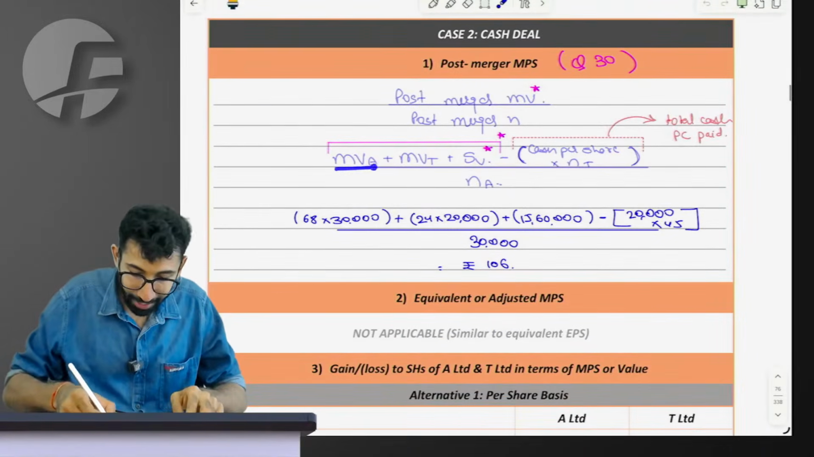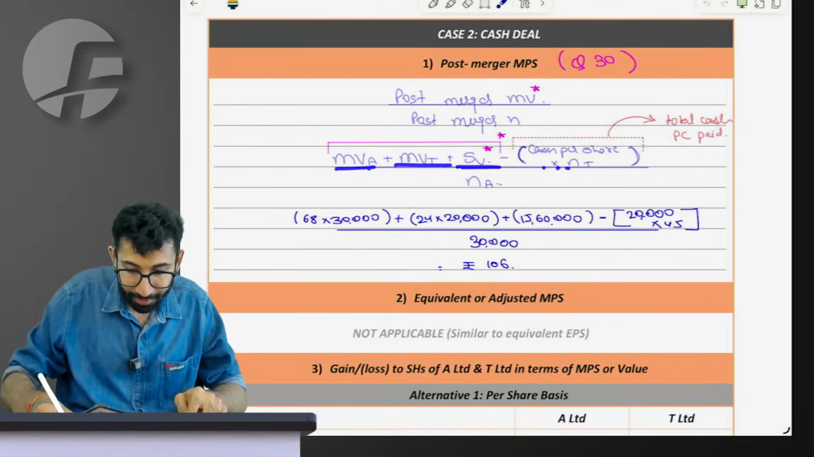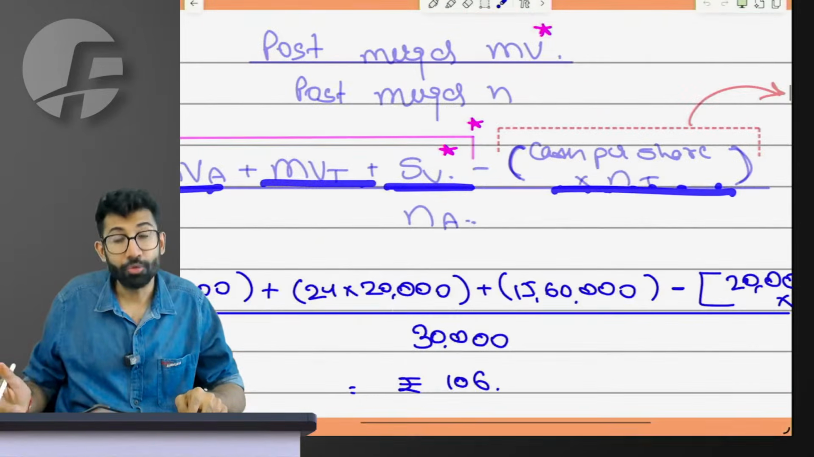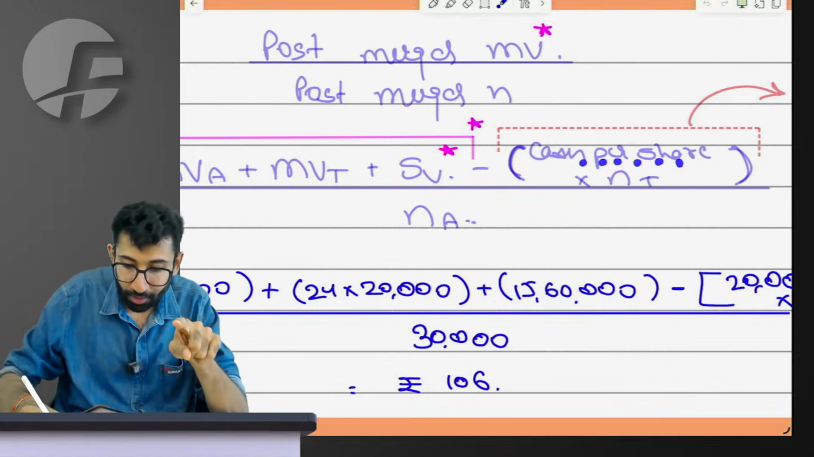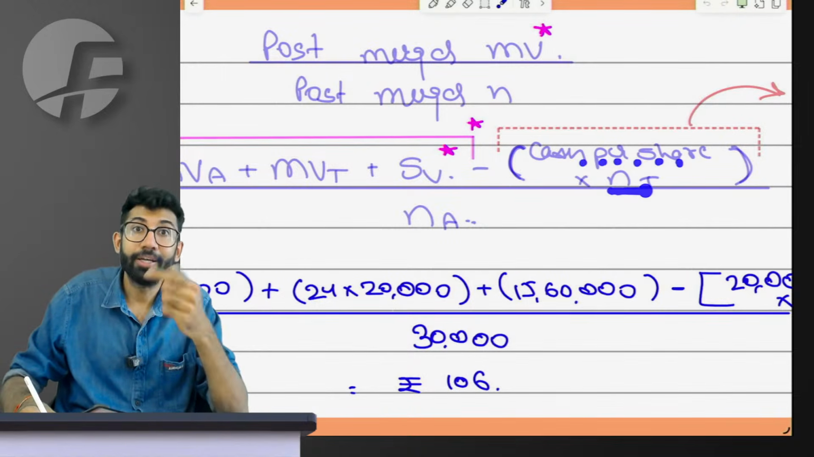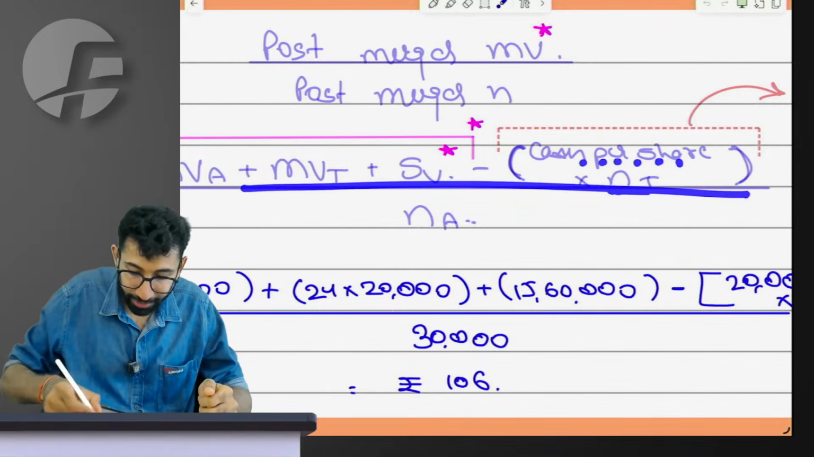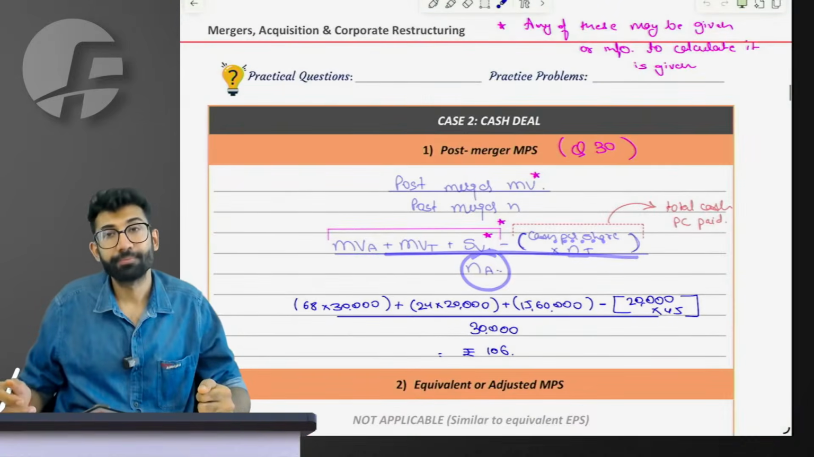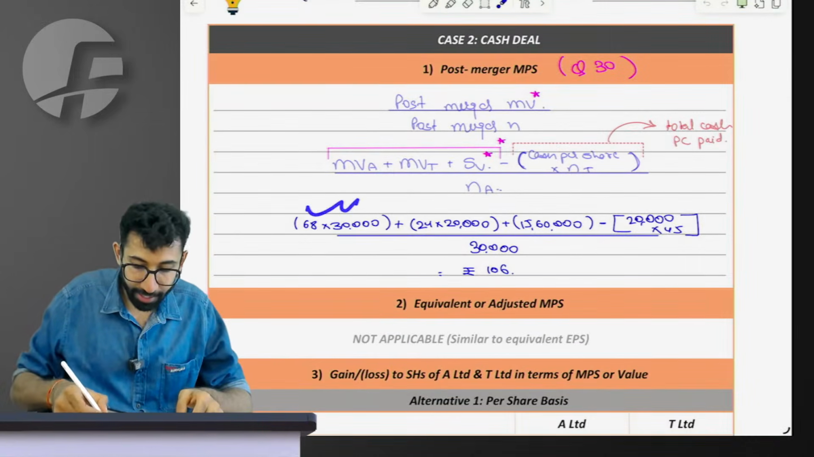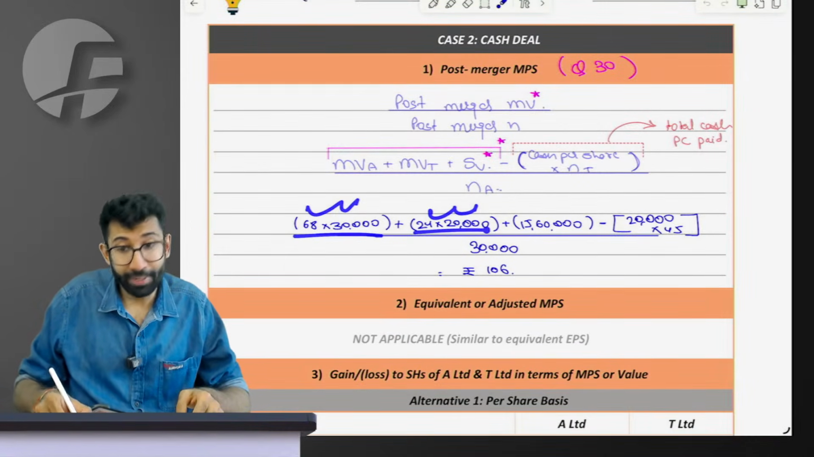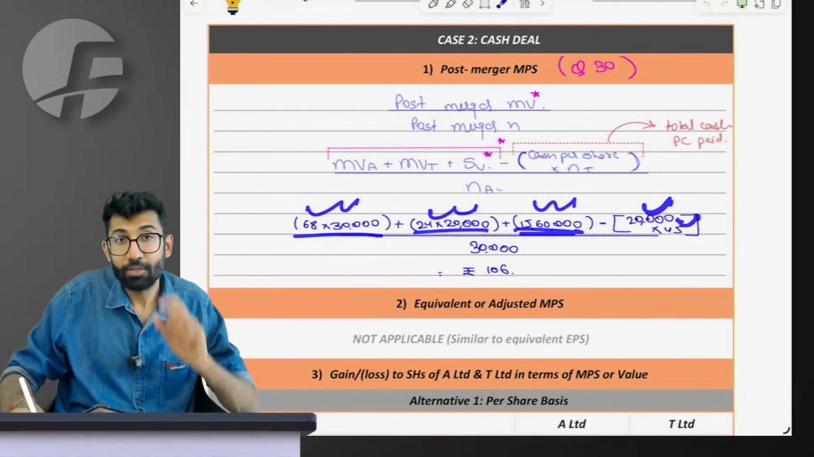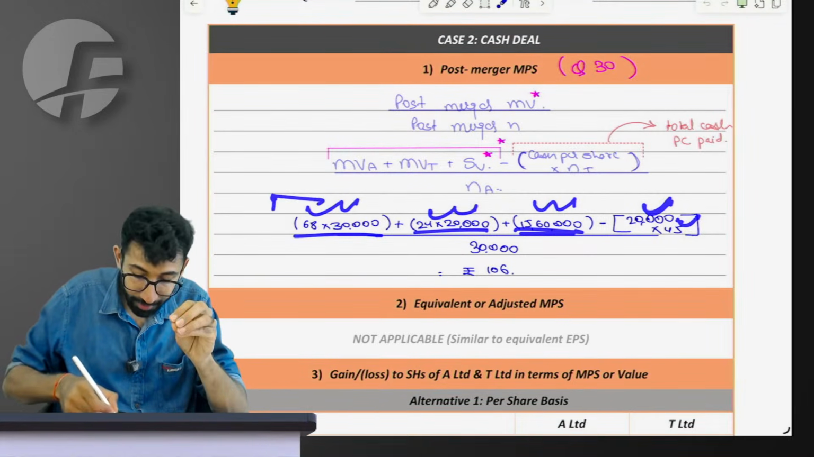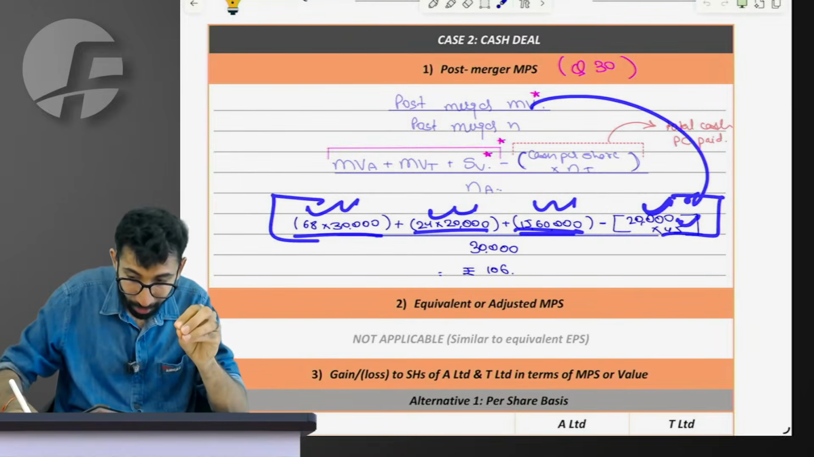The formula is my value, your value, synergy in value, minus the total cash consideration paid to you. How much is the total cash paid to you? Cash per share that I have to pay you, multiplied by your number of shares, whole divided by only the acquirer's shares. So for example, 68 into 30 is my value, 24 into 20 is your value, 1560 synergy in value, minus against your 20,000 shares when I pay you 45. This is the post-merger market value now.